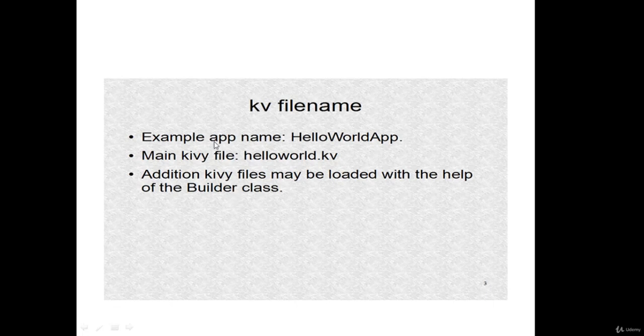Next is the Kivy file name. An example is here. If you have the app name HelloWorldApp, and you create the Python file with the name helloworldapp.py, then your app name will be, after removing the .py extension, HelloWorldApp. Your main Kivy file should be the same as your app name, that is helloworld, just removing the "app" before saving, and then putting the extension .kv to represent that this file is a Kivy file.